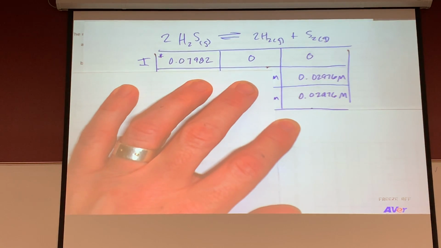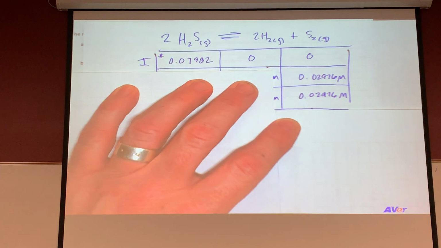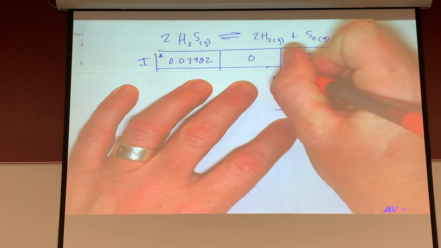So my icebox looks like that, and this is the one I put up for you, right? So you've got the concentration in moles per liter. You've got 3.72 times 10⁻² divided by 1.5, which gives you that number. That's your x value. And remember that this goes up by x.